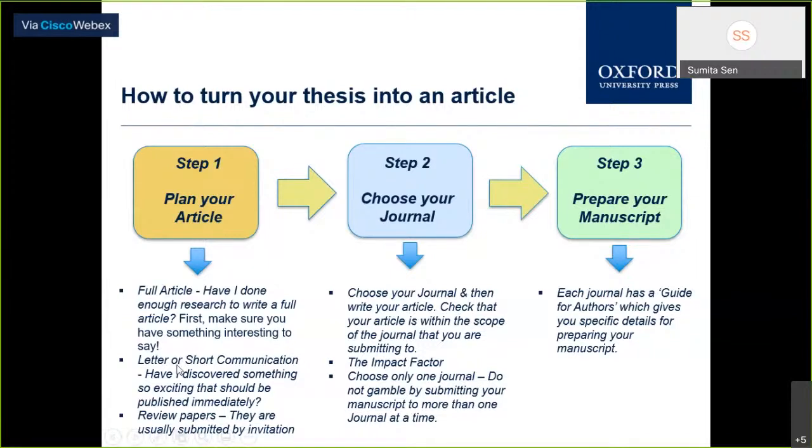So you check the scope, you check the impact factor, you check the evolution of the impact factor. And guys, please make a note of it. I just cannot stress this more. Choose only one journal at a time. Don't gamble by submitting your manuscript to more than one journal at a time. If you write to 10 different journals, your manuscript will be rejected by all 10. And not only that, you will lose your credibility as a researcher. So don't gamble. Send it to only one journal at a time.